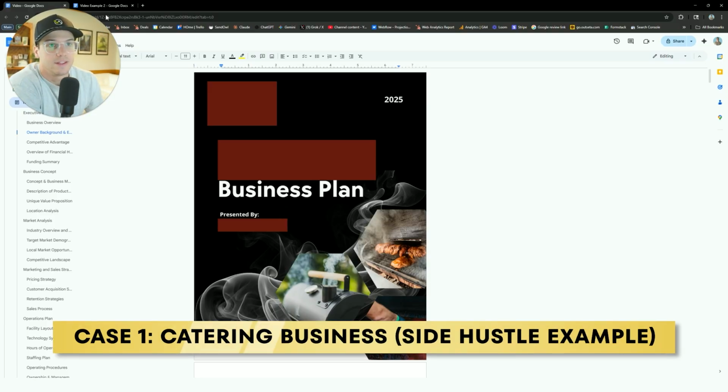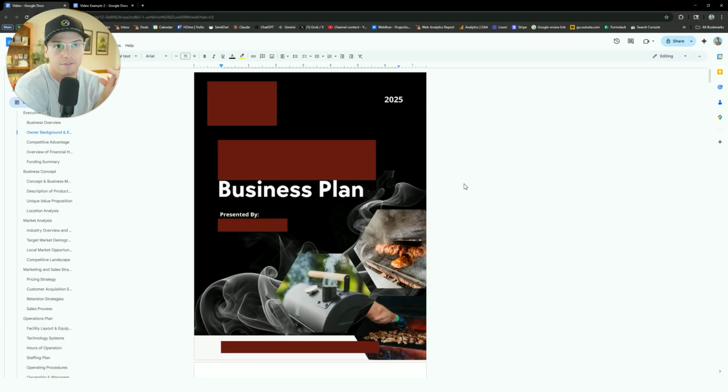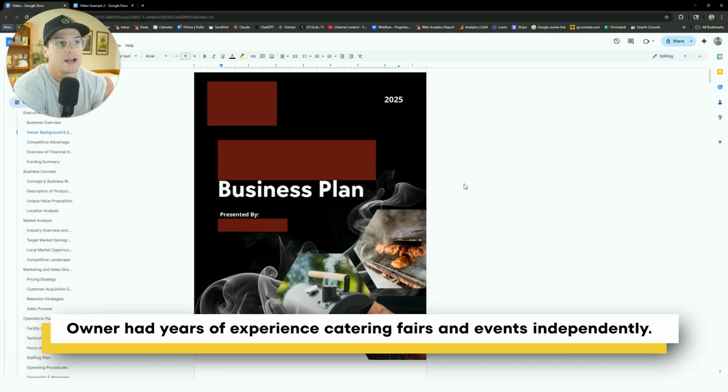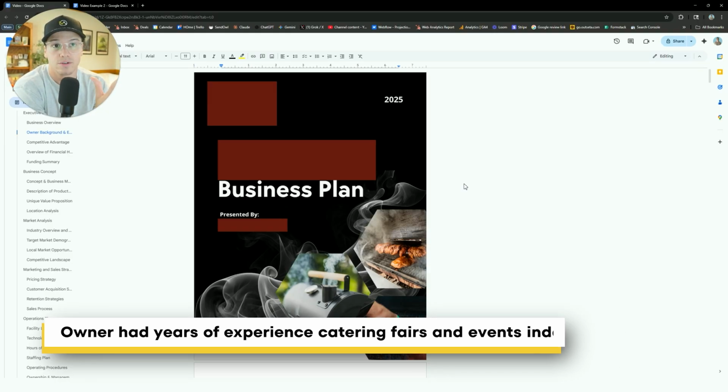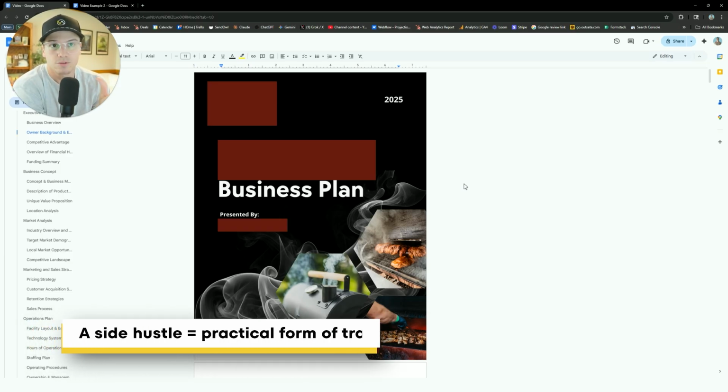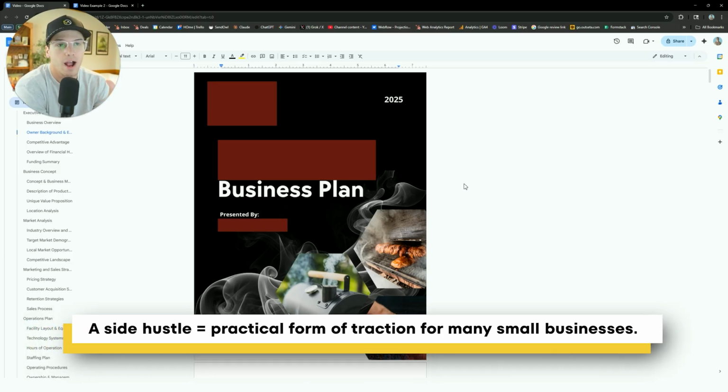And in this example, in this catering business, the business owner is kind of formalizing his plans, making things a lot more official, looking to scale things up, establish a location, just a lot of the things to make it more legitimate. But for years, he has been on his own coordinating, finding customers and cooking at fairs and catering events just on his own as a side hustle. And a side hustle is probably the best way to describe what traction is going to be for a lot of small businesses out there.